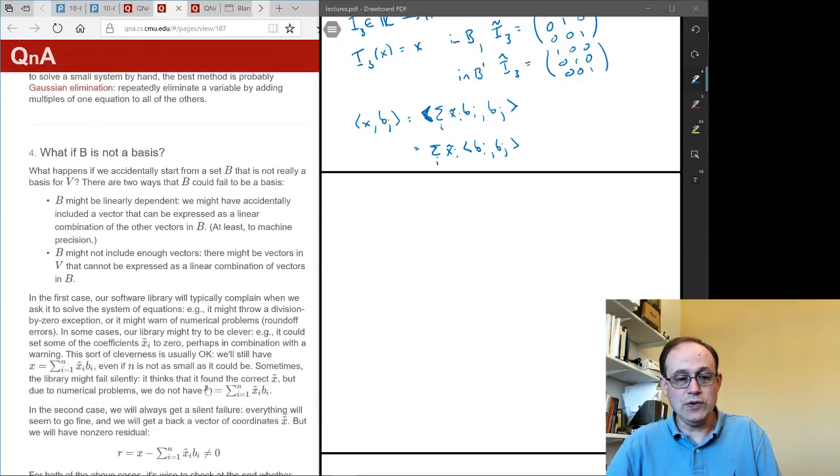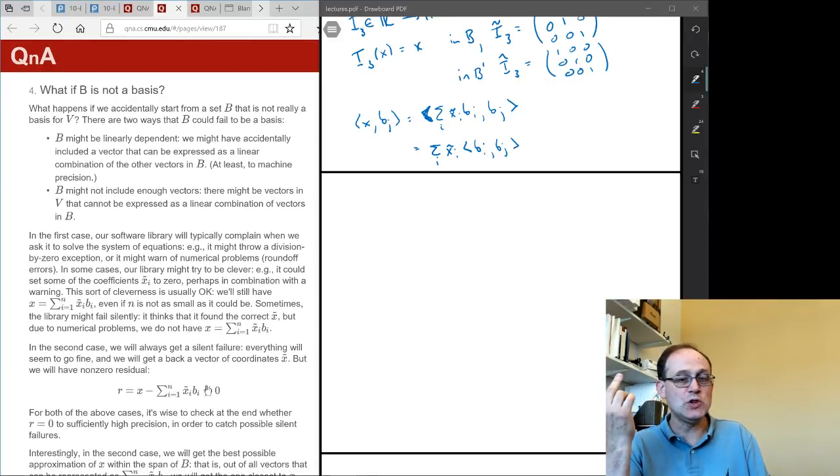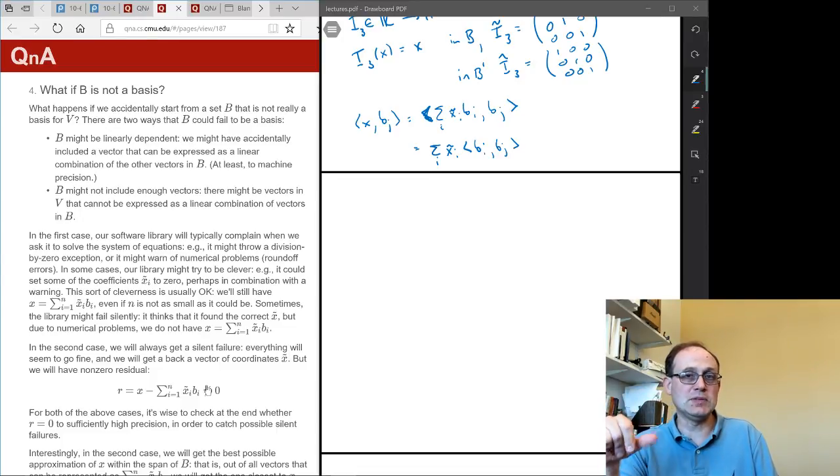All right, so what if our set B is not a basis? Suppose we accidentally start from a set that isn't really a basis. There are two ways that it could fail to be a basis. One is that it could be linearly dependent; a basis has to be a linearly independent set. The other is that it could be too small a set. In other words, there could be vectors in V that are not expressible as a linear combination of elements of our supposed basis. We'll get different failure modes in those two cases.